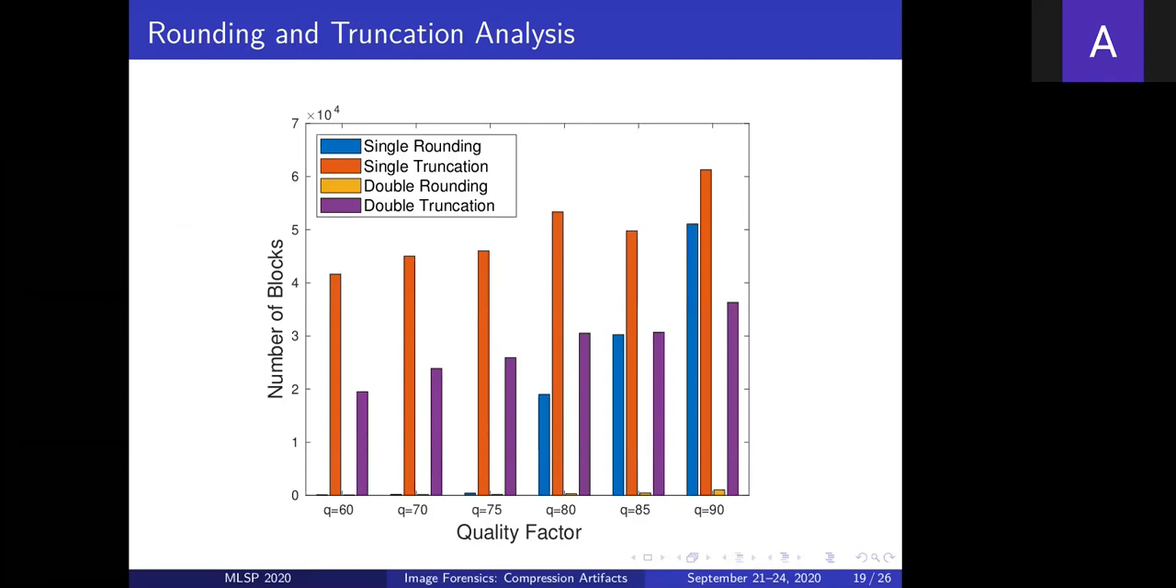We plot a graph of the distribution of rounding and truncation error blocks across quality factors. Here we make a key observation that the number of truncation error blocks remain approximately the same across quality factor. On the other hand, the number of single rounding blocks increase significantly, especially at quality factor equal to 80. The number of double rounding blocks remain negligible across quality factor.